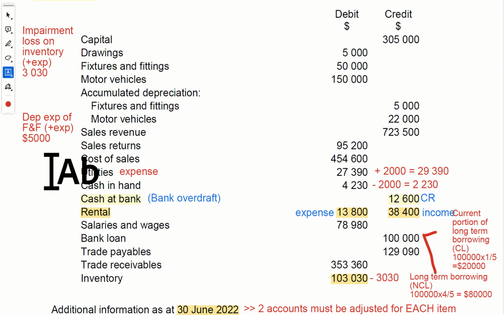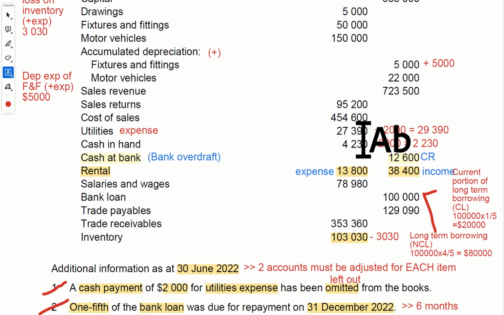I will always make the adjustments at the side. So you also make the adjustment at the side. So that's one account, depreciation expense. The other account is $5,000. Accumulated depreciation also must increase. So I'm going to go to my fixtures and fittings accumulated depreciation, and plus another 5,000.